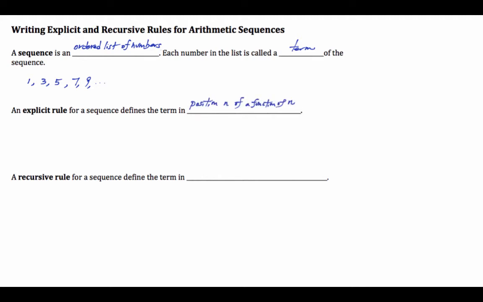In position n of a function of n. Okay, let me explain what that means. Let's say you have a list of 1, 3, 5, 7, 9. What you see in pink is the first number, second number, third number, fourth number, and the fifth number.